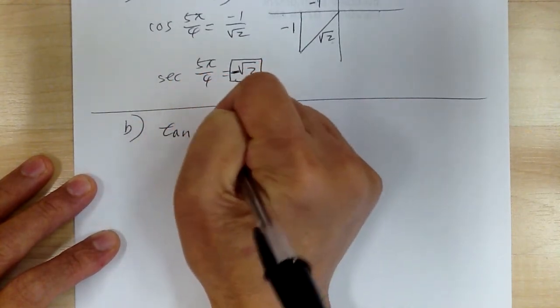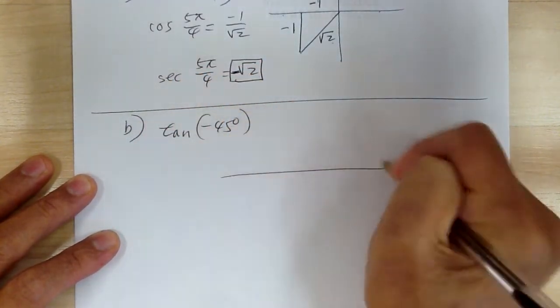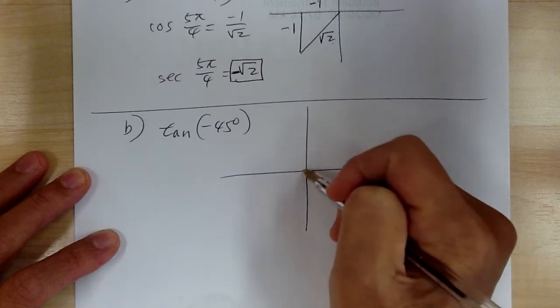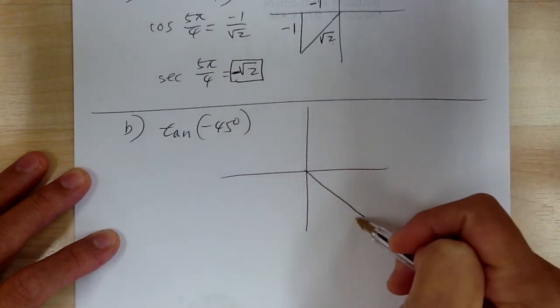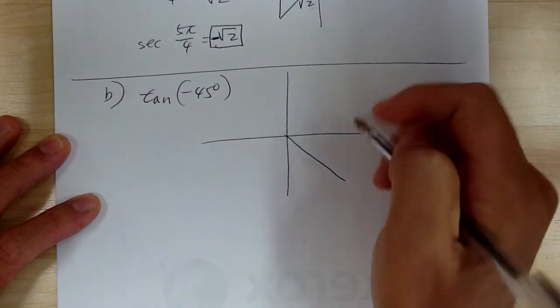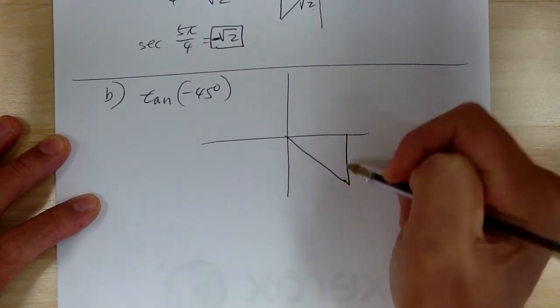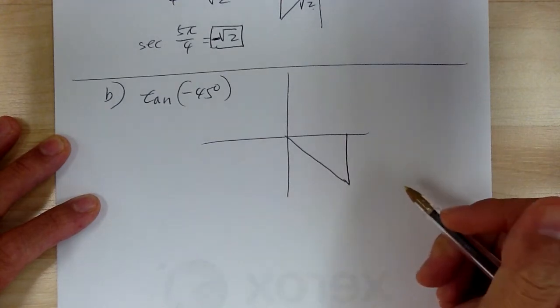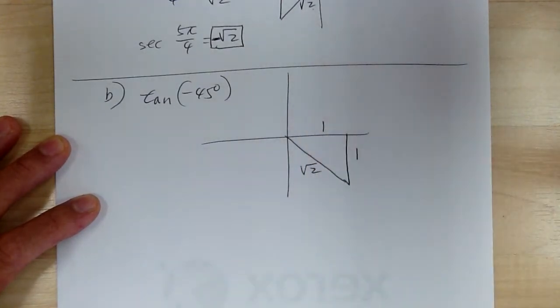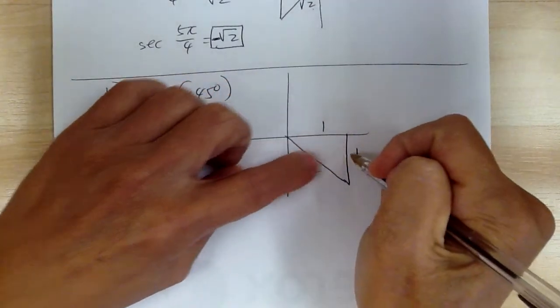Tangent of negative 45 degrees. So remember, the key is to get your angle. Negative 45 degrees is right over here. You're going in the opposite direction, so that's negative 45 degrees. So draw your triangle. Again, this is your 45 special triangle, so it'd be 1, 1, square root of 2. So get your number first, then you have to watch the positive, negative. So this is positive, this is negative.